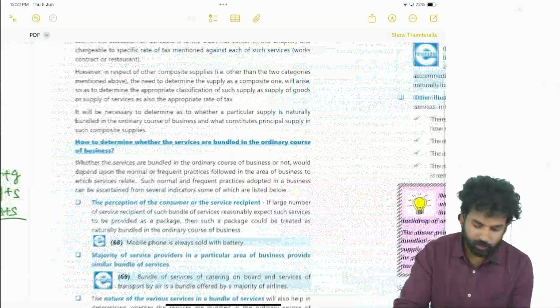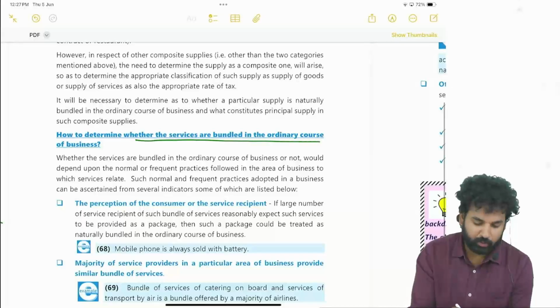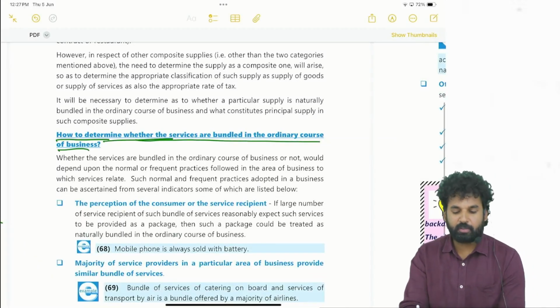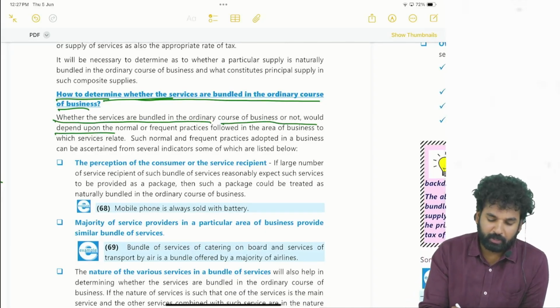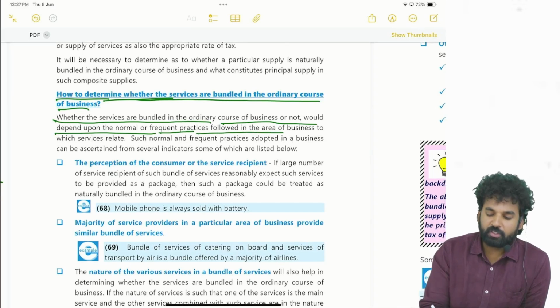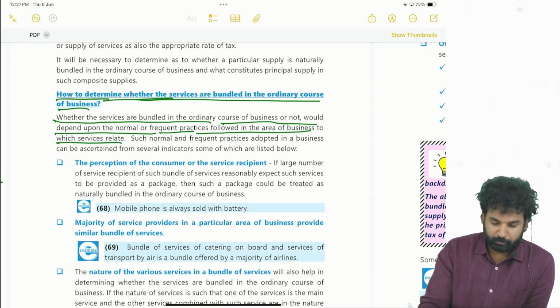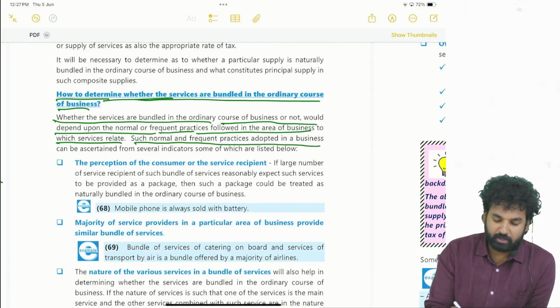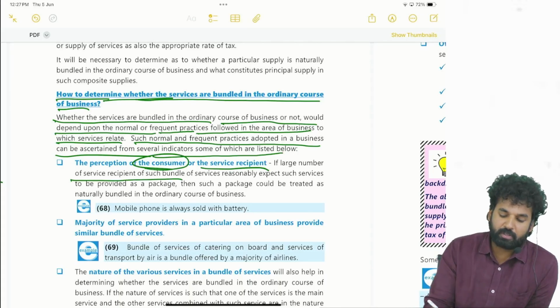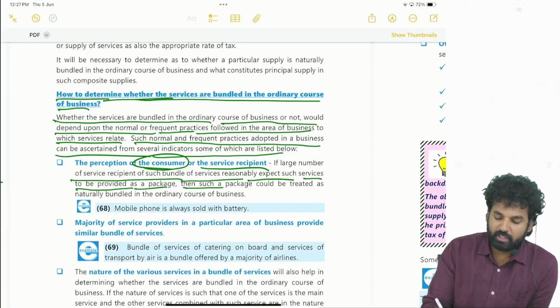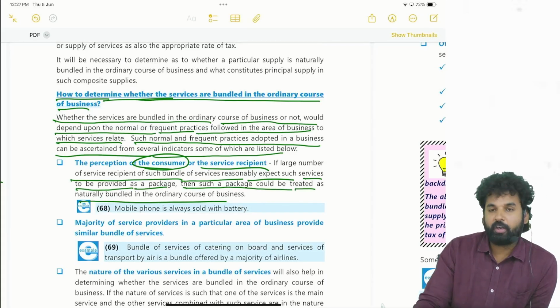Okay. So here, how to determine whether the services are bundled in the ordinary course of business or not? Whether the services are bundled in the ordinary course of business would depend on the normal or frequent practices followed in the area of business to which the service relates. Such normal and frequent practices adopted in a business can be ascertained from several indicators, some of which are listed here. So one is the perception of the consumer, that is, the expectation of the service recipient. If a large number of service recipients of such a bundle of services reasonably expect such services to be provided as a package, then such a package could be treated as naturally bundled in the ordinary course of business.